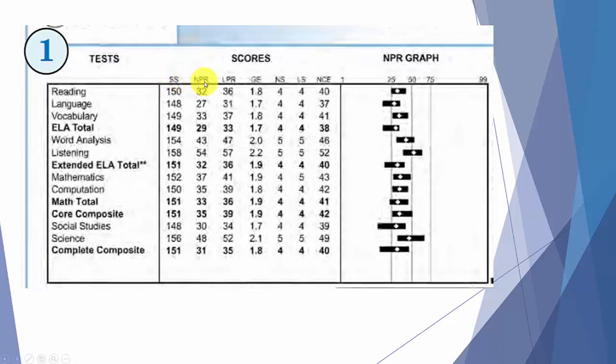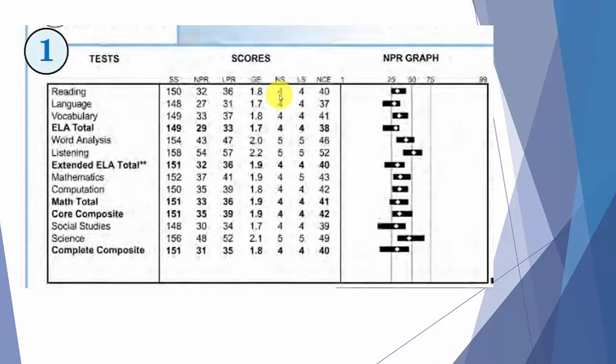The next column, NPR, is the national percentile. A score of 32 means that the student scored better than 32% of the students who took this test in the same grade. NS represents national stanine. A stanine of 7, 8, or 9 is considered above average. 4, 5, and 6 are considered average, and 1, 2, and 3 are below average.